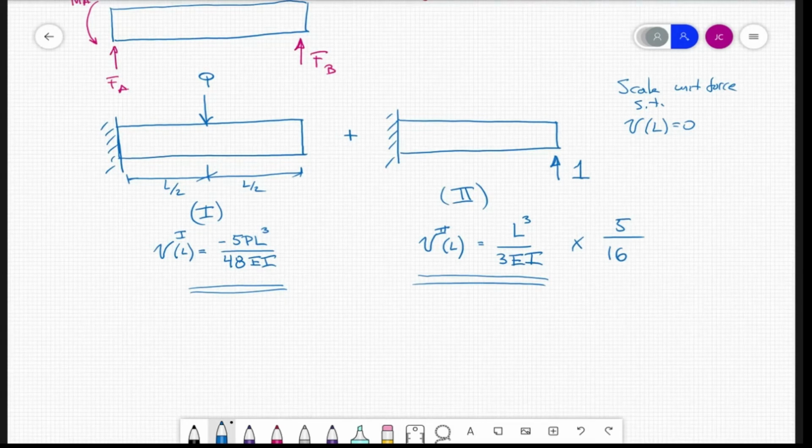So this force here really should be 5p over 16. Does that make sense? Okay. If that's the case, then actually I should put p here, because I don't have p here, right? There's no p here. So, okay. All right. So fine. So now you know everything.